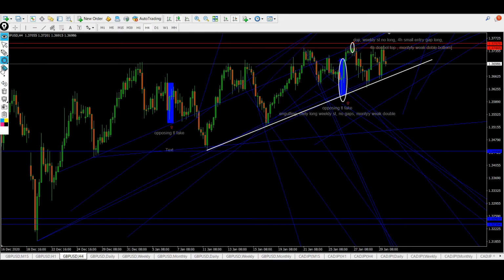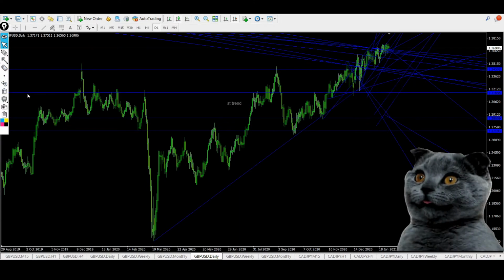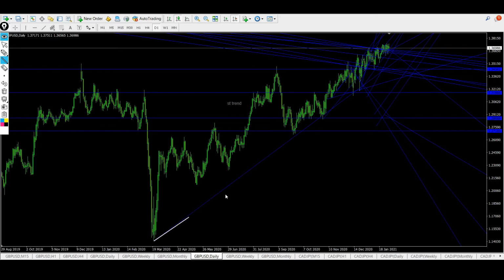You never know. If price breaks out of this 4-hour trend line, then possibly we could get that daily trend line pullback from here to here. So we're going to have to see about that.